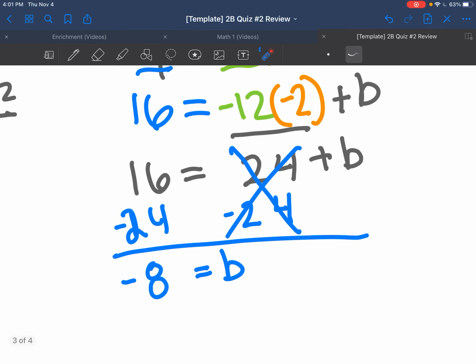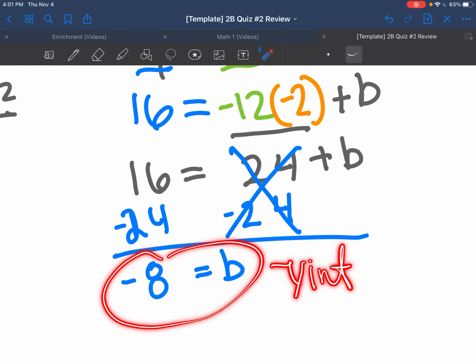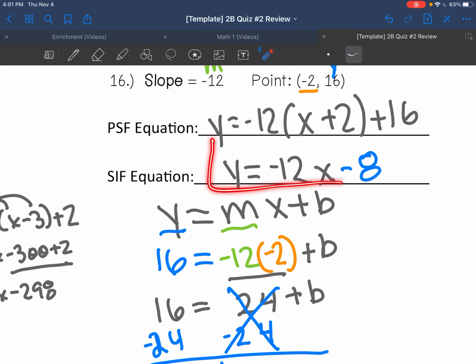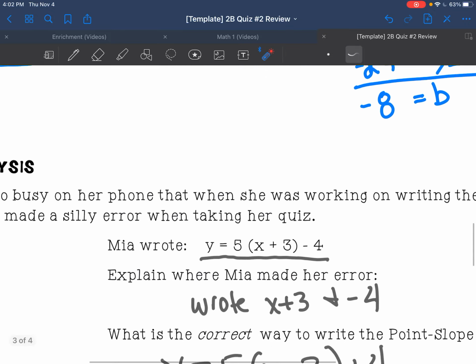We have to move 24 to the dark side, so we subtract it on both sides, and if it goes to the dark side, it's no longer on its original side. 16 minus 24 is a negative 8, which represents our y-intercept. So our slope-intercept form equation is y is equal to negative 12x minus 8.